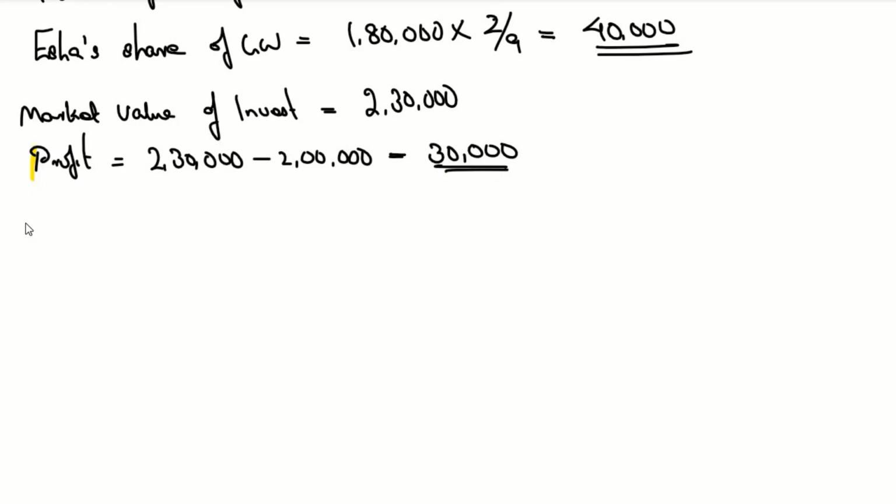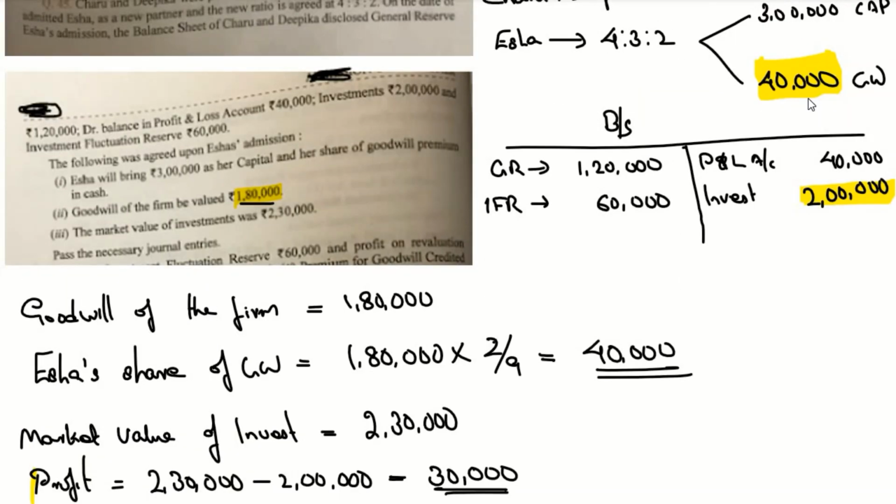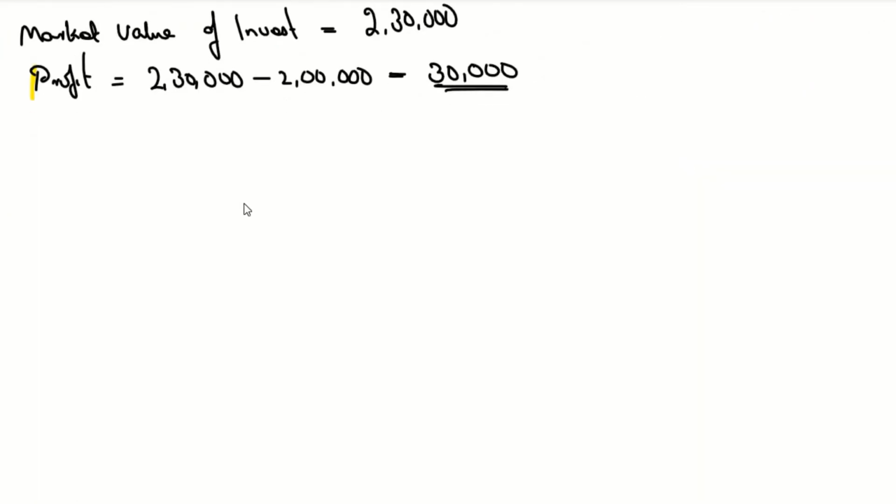Now we should put the journal entries. First, Isha is bringing in capital of rupees 3 lakhs and 40,000 of goodwill. So the journal entry for that. Before that, we should also calculate the sacrificing ratio, because we will have to distribute the goodwill to all partners in sacrificing ratio.